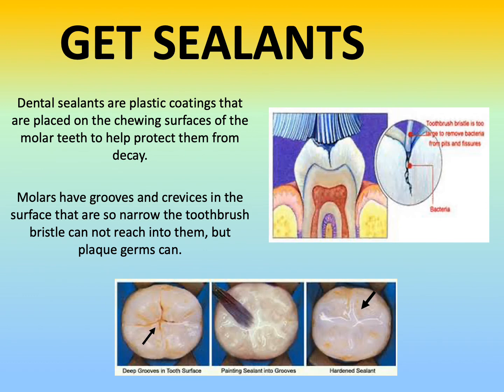If possible, get sealants on your adult molars. Dental sealants are plastic coatings that are placed on the chewing surfaces of the molar teeth to help protect them from decay. The molars have deep grooves and crevices in the surface, and some are so narrow that the toothbrush bristle cannot even reach into them. But the plaque germs can get down there, so a sealant will seal off these spots and protect the tooth.